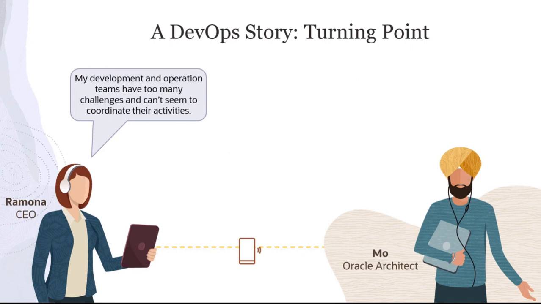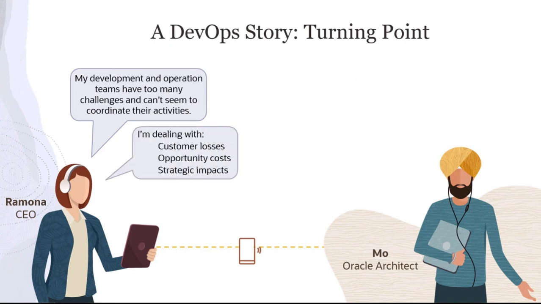She tells Mo about how her team can't seem to coordinate their production activities and tasks. She then goes on to explain the customer losses and complaints, as well as the mounting opportunity cost and the strategic impacts on the business and the financial plans. She asks for help. Mo, the Oracle architect, listens patiently and then offers a resounding yes in order to help her overcome these challenges.